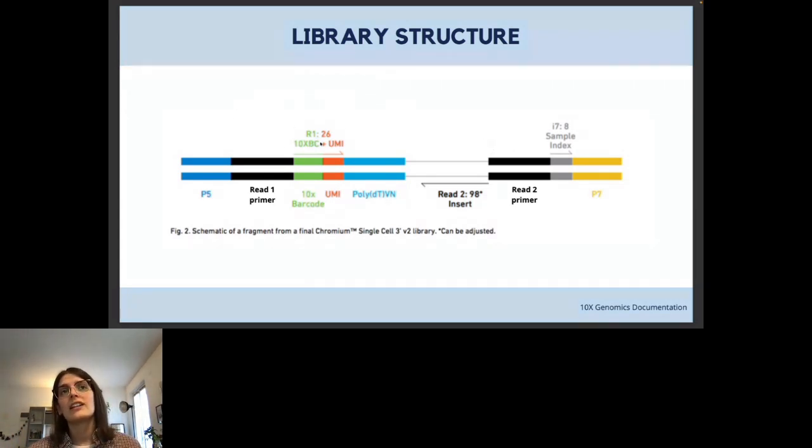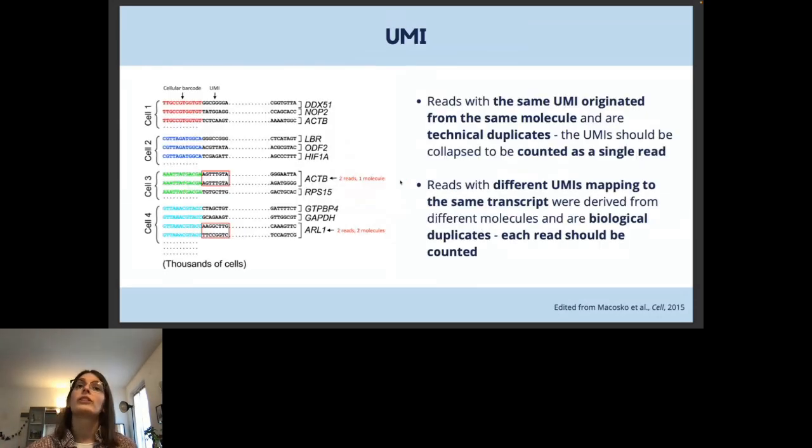So read 1 is just information to see that this transcript comes from this molecule coming from this cell. And the second read contains the transcript, so we can see which gene is expressed. Then here we just have the index in case we are multiplexing, so analyzing multiple samples in just one flow cell, okay? So this is an example for the UMI.